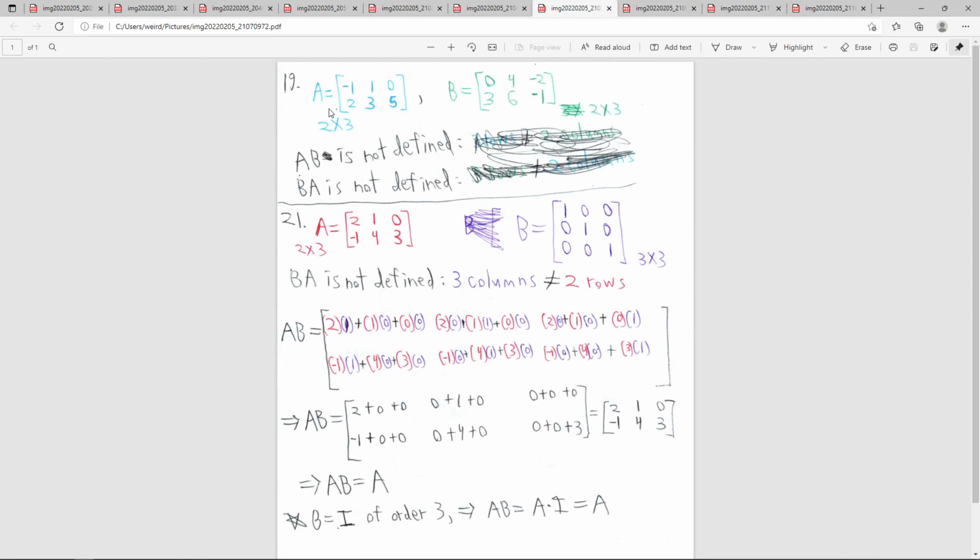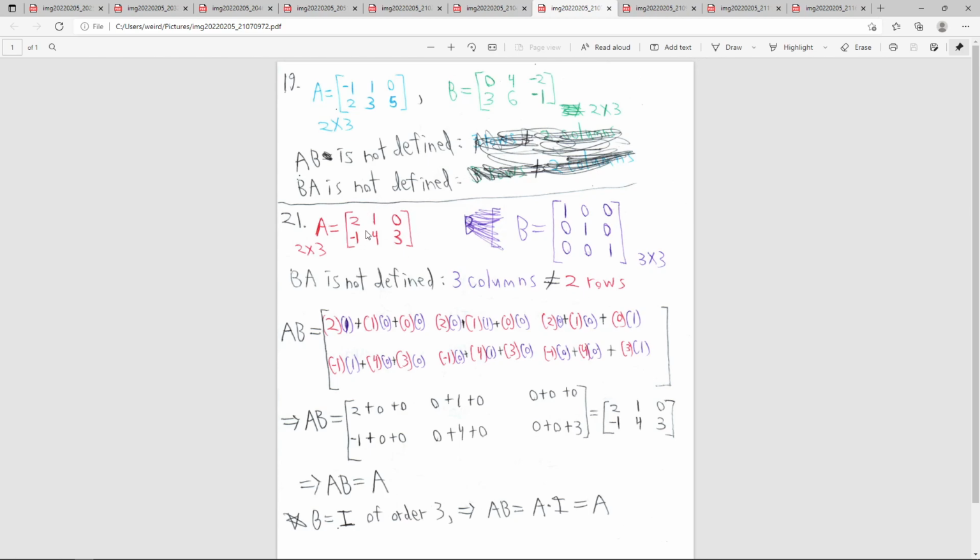So 19, well, both are not defined. AB is not defined, BA is not defined. 2 by 3, 2 by 3. So for AB, we have 3 columns, and then B we have 2 rows. 3 is not equal to 2. 3 columns not equal to 2 rows. It's not defined. BA is the same thing. We have 3 columns, 2 rows. They're not equal to each other. Goodbye. Not defined.